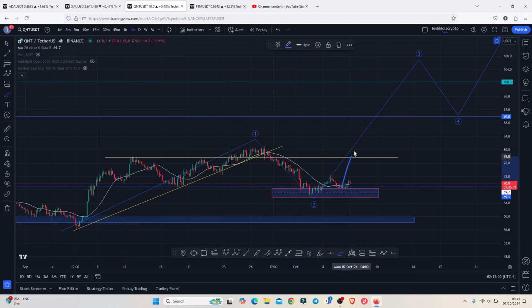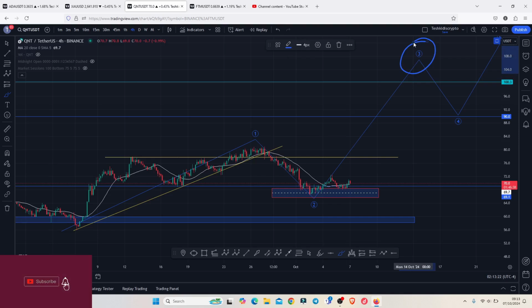And the moment that plays out, and maybe we get a successful retest, then I will be watching for a break above the significant highs that we made in this Elliott wave count 1 above the $81. And the moment that plays out, then we can easily see an aggressive bounce to the upside in an Elliott wave count 3 in the next coming hours or maybe days.